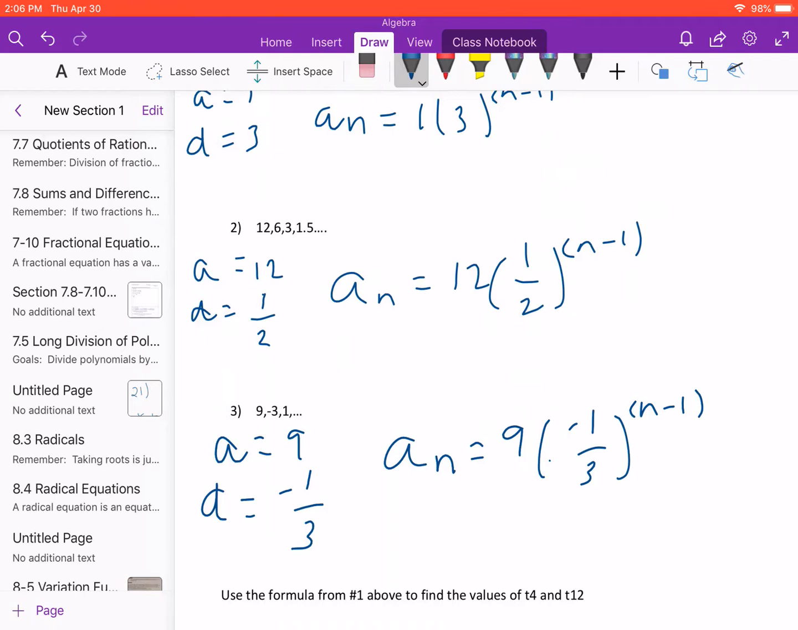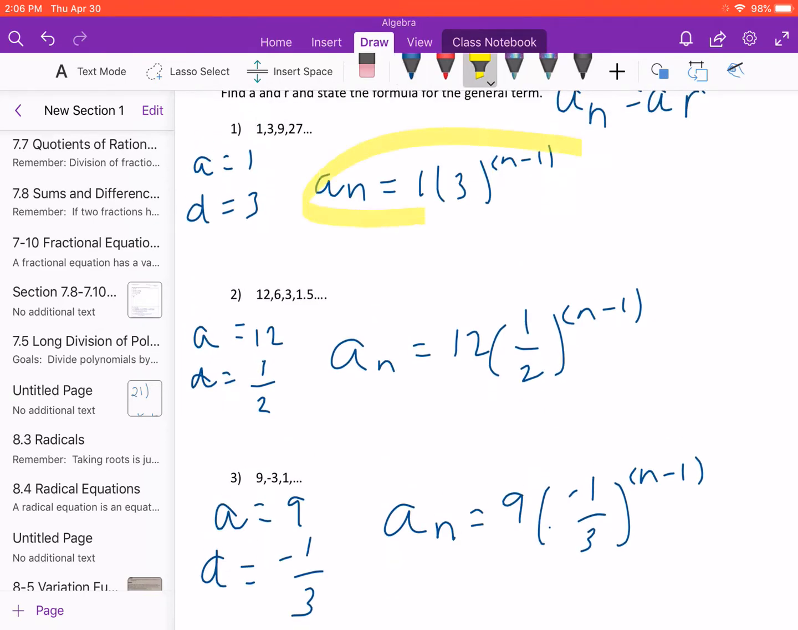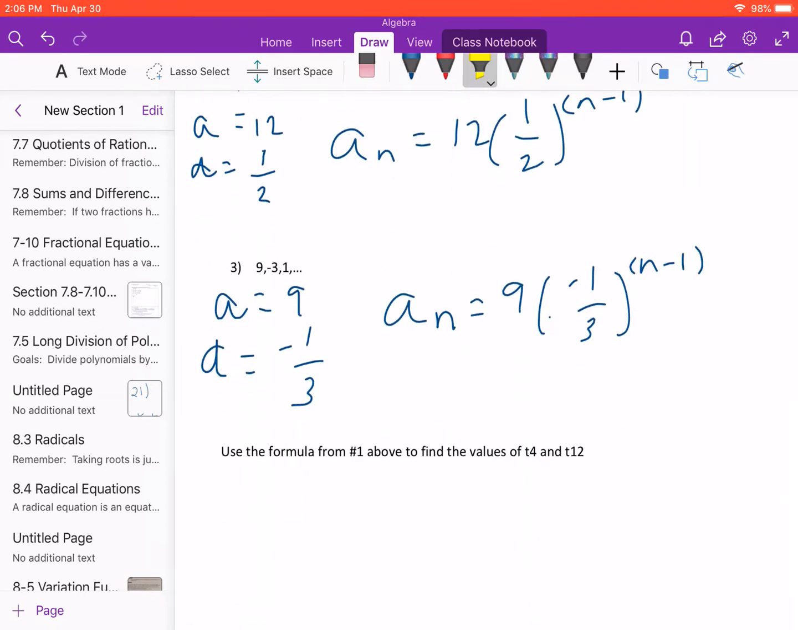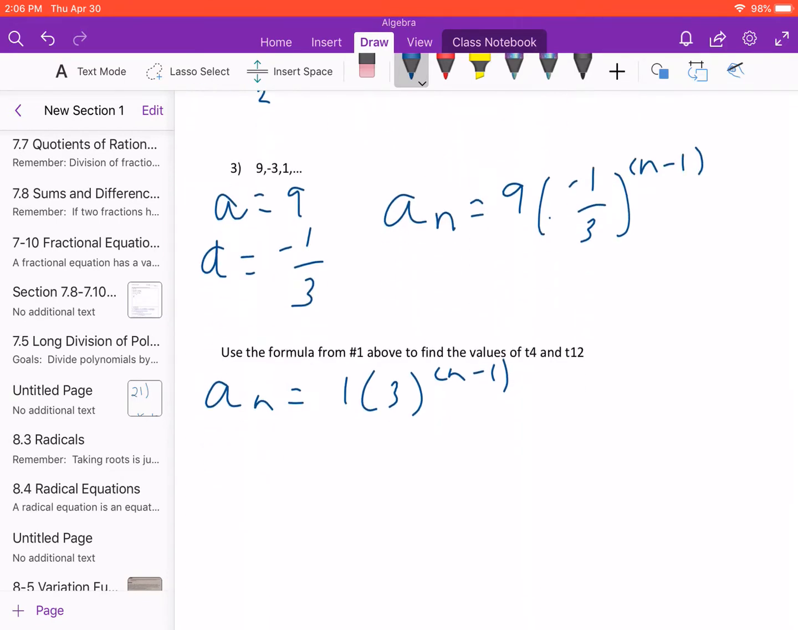So now, same thing we did with the arithmetic. For the geometric, it wants us to use the formula above, the one we used here, and go ahead and find some t values, the number of sequences. And so we're going to go ahead and plug that in. So if we use our original problem here, we have A sub n equals 1 times 3, all raised to the n minus 1. The first one it wants us to find is t sub 4, so we're going to plug 4 in for n. So 1 times 3, all raised to the 4 minus 1.